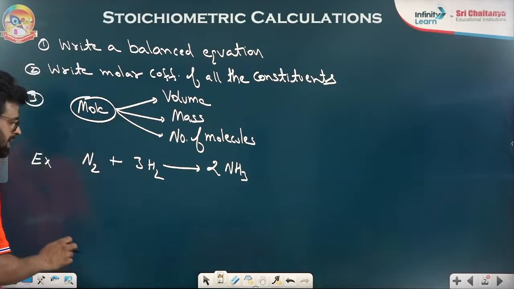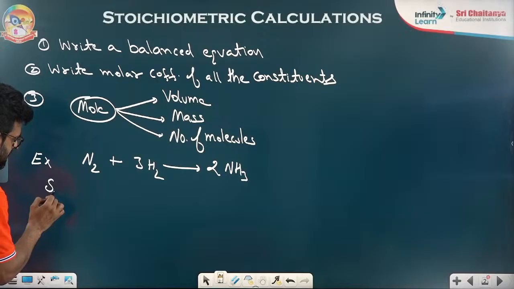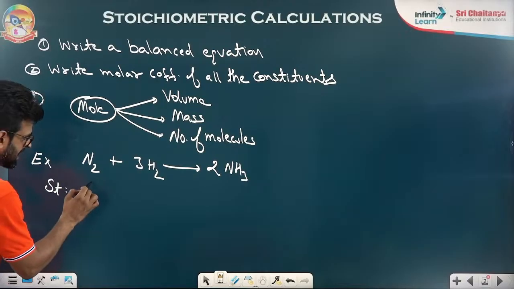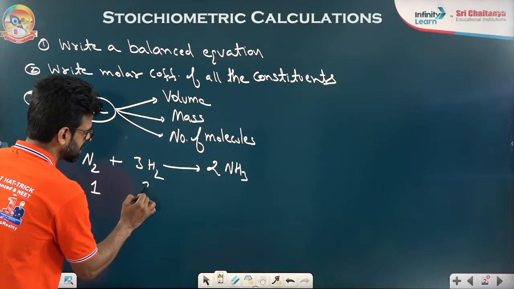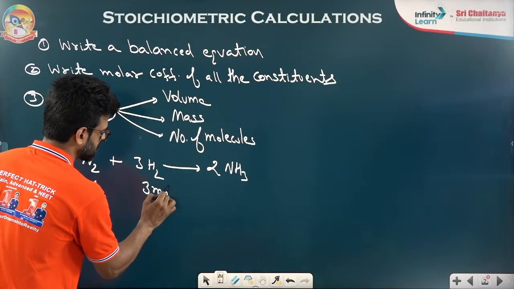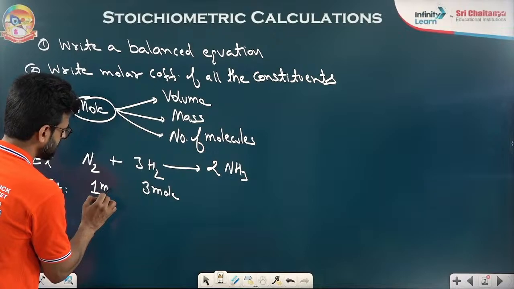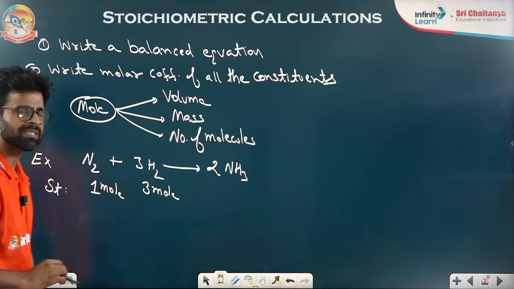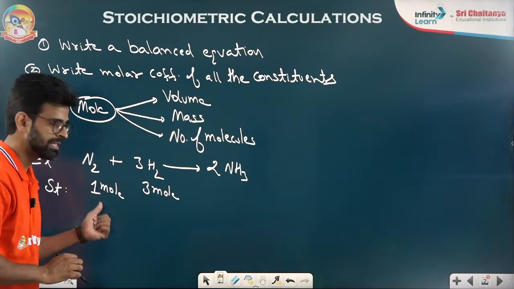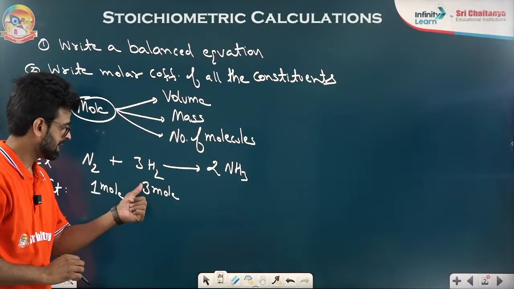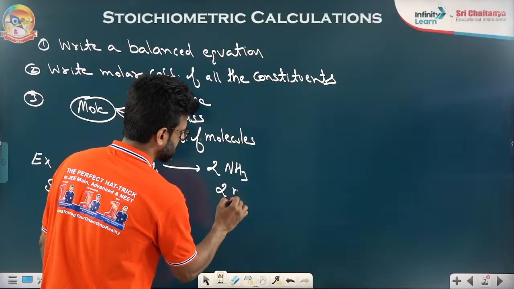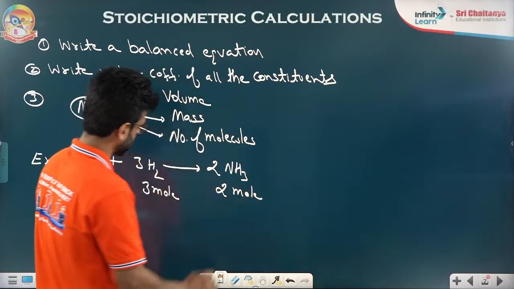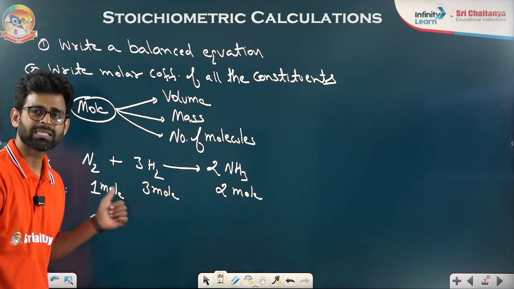So you have to write this, that the stoichiometry ratio is what? It is telling you that when 1 mole of N2 reacts with 3 mole of H2, this equation represents that when 1 mole of N2 will react with 3 moles of H2, it will make 2 moles of ammonia. So this thing we have to understand.